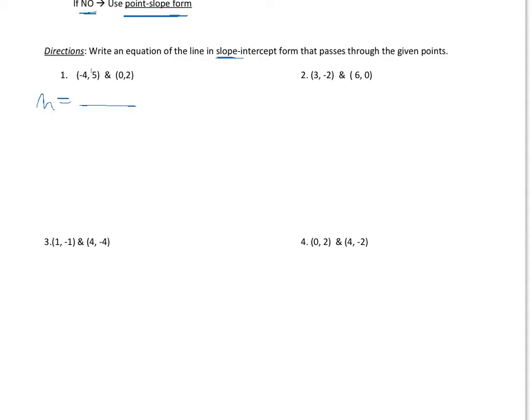On the top, I look at my y values. It doesn't matter the order. I'm going to start with the 5, so I put 5 minus 2. If I start with this 5, I have to start with the -4 in the bottom, so I have -4 minus 0. 5 minus 2 is 3, and -4 minus 0 is -4. So that's -3/4. That's my slope.